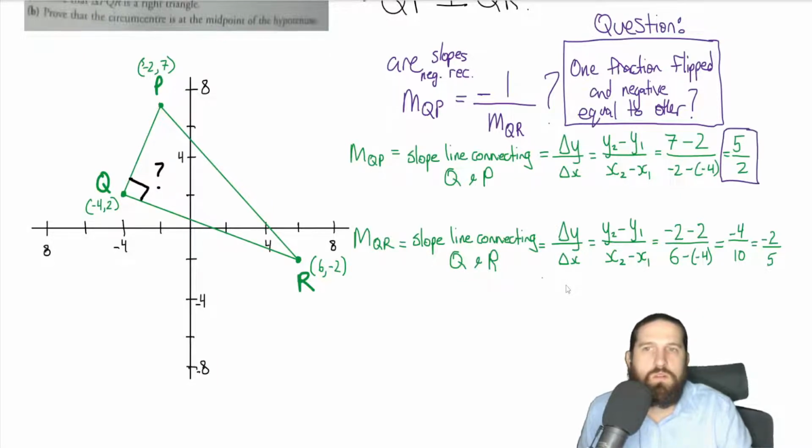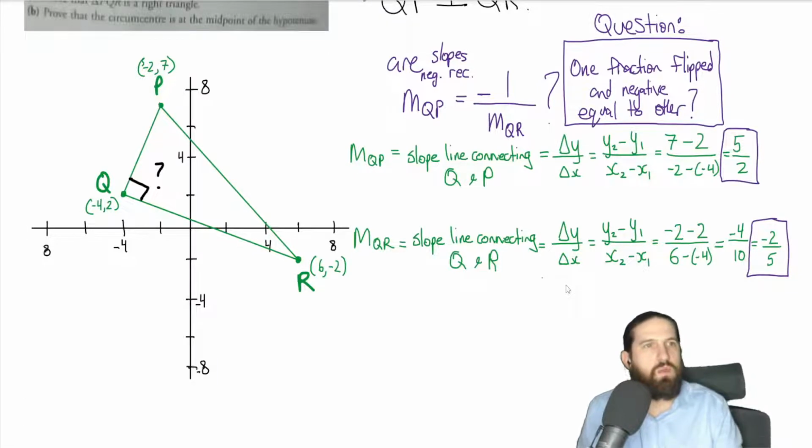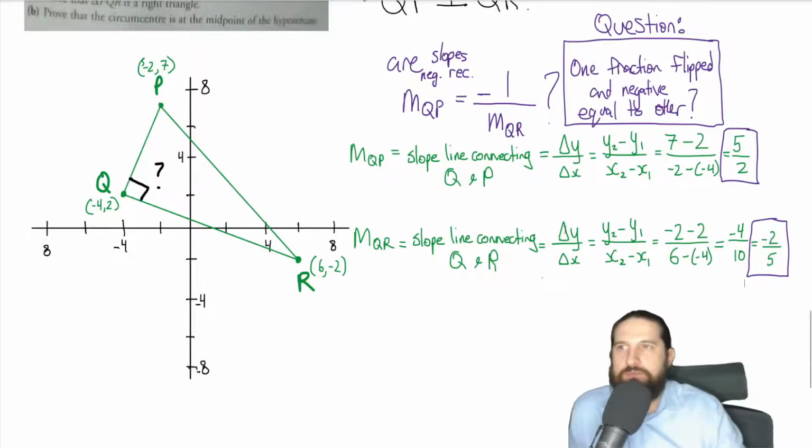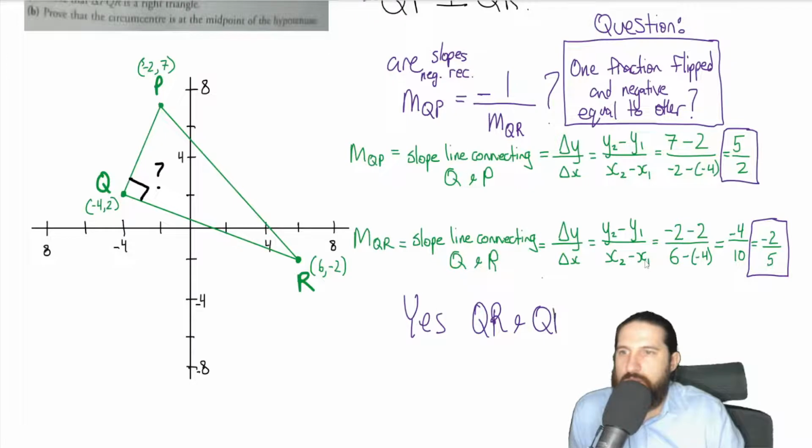Right, so we can go to these two here as our answers. Right? When we compare them, is one fraction flipped and then one of them is made negative when the other one's positive? They can't both be negative, they can't both be positive. Okay? Awesome. Yes, they are. So we can prove it, right? So yes, QR and QP are perpendicular.